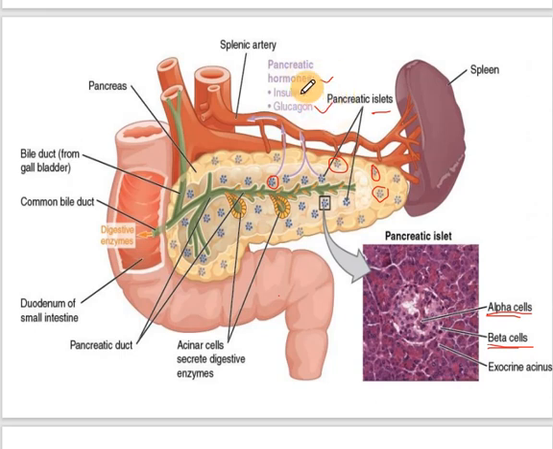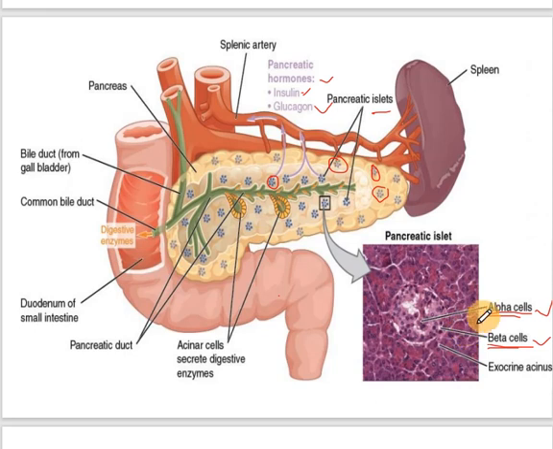Insulin is basically produced by the beta pancreatic cells, whereas the alpha pancreatic cells produce what we call glucagon. Now, insulin is produced in response to what? High glucose level in the blood. Whenever there is high glucose level in the blood, the body produces insulin that helps to clear all the glucose from the blood.